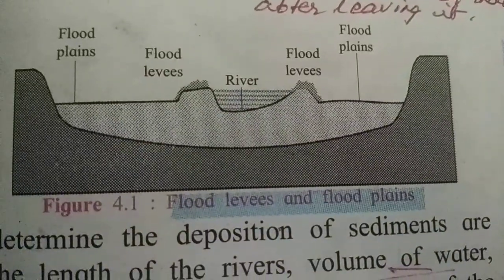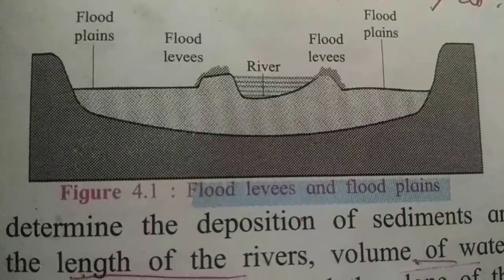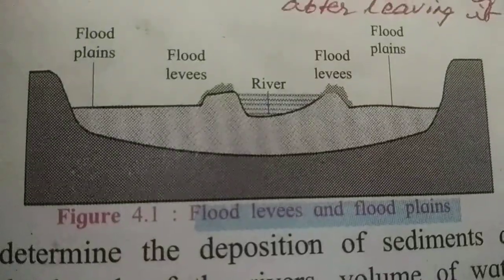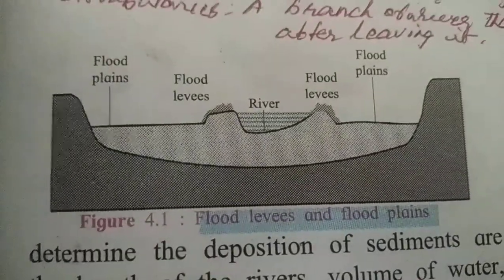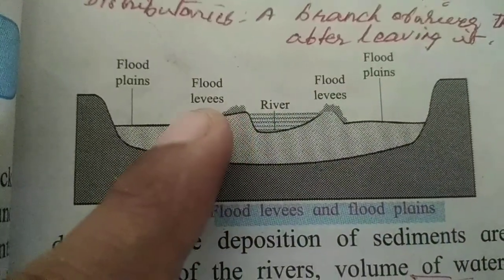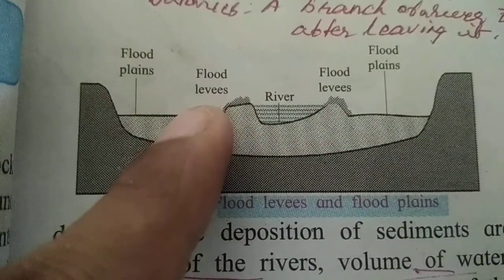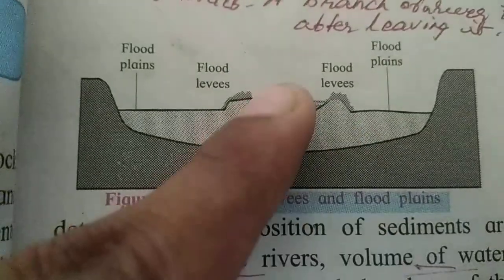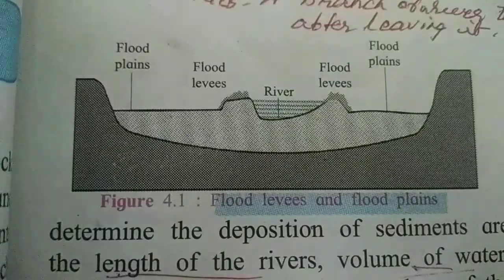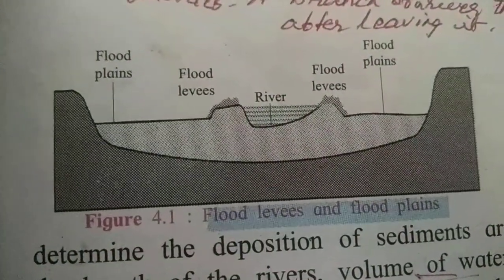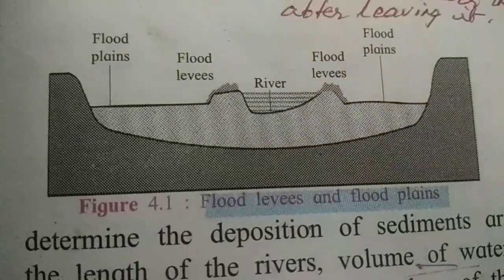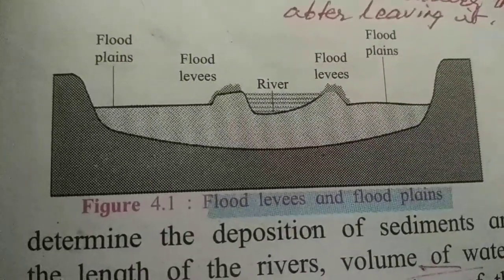As you see in this diagram, figure 4.1, flood levees and flood plains. Here is the flood plain, and as we go forward you will get the flood levees, and as we go forward we will get the river, then the flood levees and flood plain. This is the diagram of the transportation and deposition by river, as you will write in this explanation.